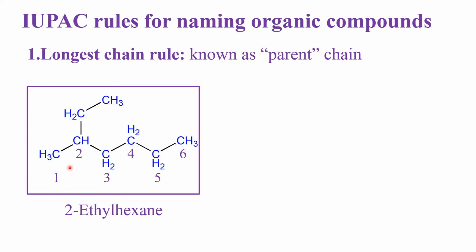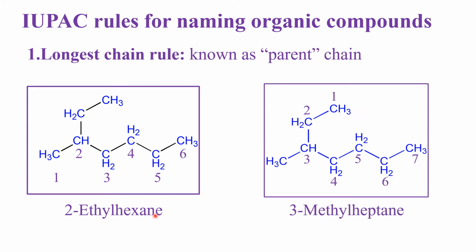As per the numbering followed in the first, the numbering was started from the left side and proceeded towards the right. The longest possible chain here, as shown, has 6 carbons, because of which the root word became hex, the degree of saturation is ane, and the substituent is ethyl attached to the second position. That's why it became 2-ethyl hexane. Let us see the same molecule with a different type of numbering.